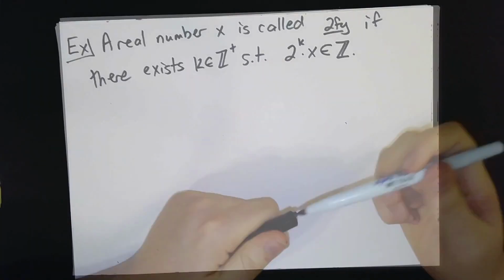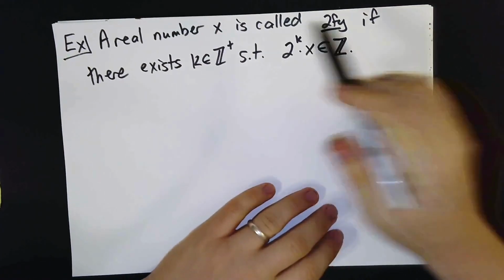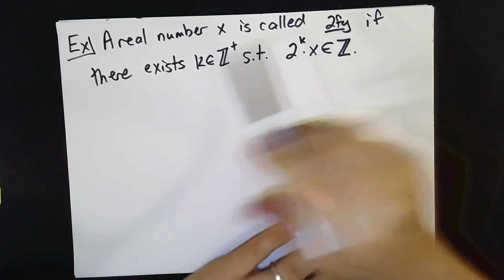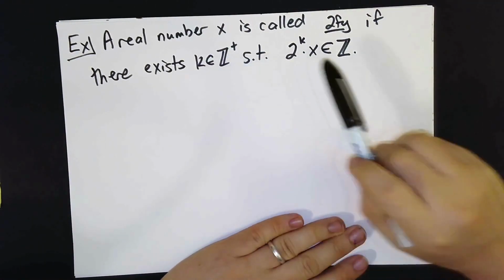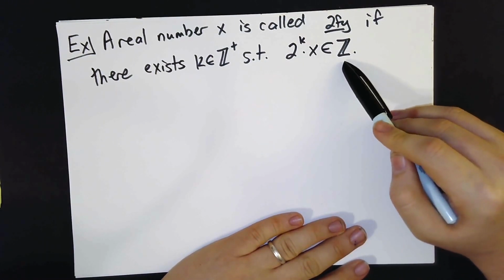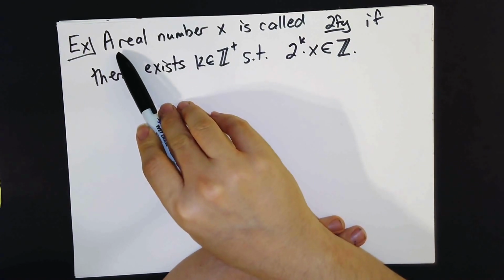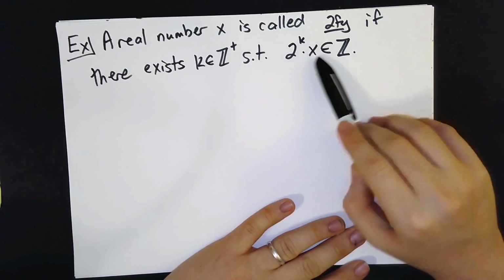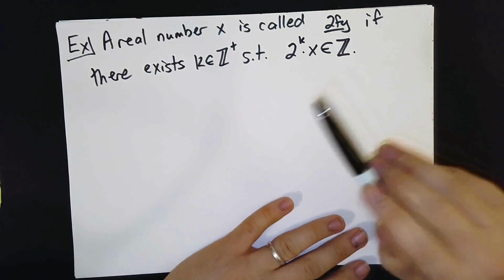So, first off here, we have our definition. A real number x is called 2phi if there's a k in the positive integers such that 2 to the k times x is an integer. Notice we started here with a real number, and so it is not at all clear that this thing is going to be an integer. Sometimes it is, if we're lucky.